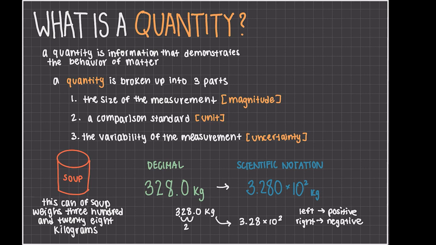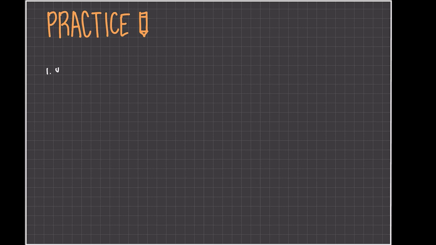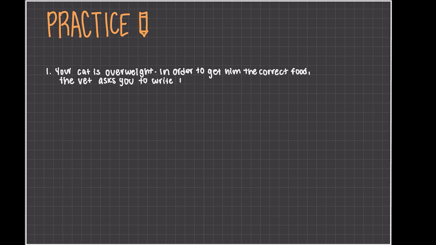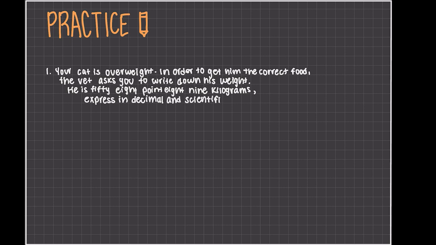Now, let's practice this. Let's say your cat is overweight. In order to get him the correct food, the vet asks you to write down his weight. You know that he is 58.89 kilograms. Express this in decimal and scientific notation form. Go ahead and pause the video, attempt the problem, then we'll get to solving it.